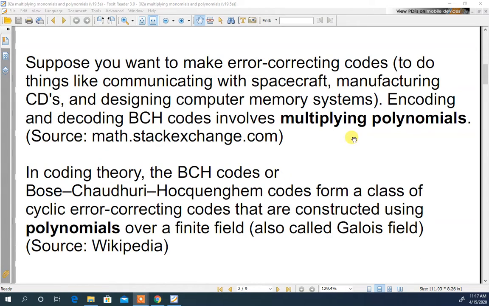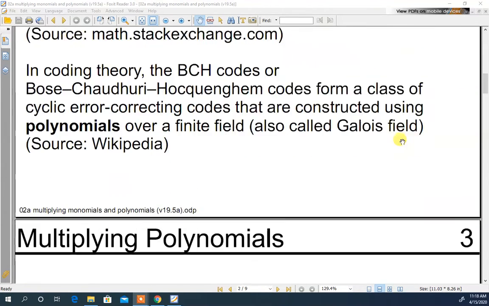Suppose you want to make error-correcting codes to do things like communicating with spacecraft, manufacturing CDs, and designing computer memory systems. Encoding and decoding BCH codes involves multiplying polynomials. I didn't know that until I researched this, but there is a use for this. In theory, the BCH codes, or Bose-Chaudhuri, I don't know, codes form a class of cyclic error-correcting codes that are constructed using polynomials over a finite field, also called Galois field. Once again, stuff I looked up.